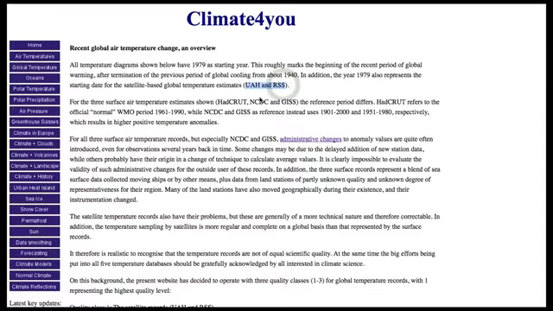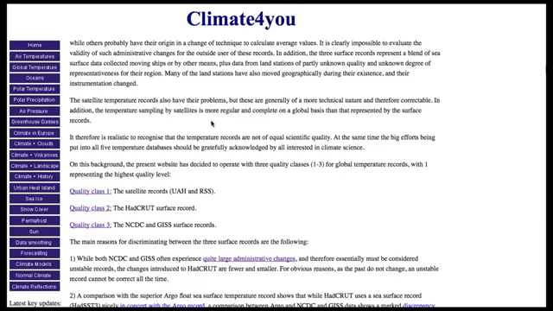UAH and RSS are satellite temperature records. HADCRIT, NCDC, and GISS are surface air temperature estimates. This is important because there are different quality levels of different temperature data sets. Quality Class 1, the satellite records, UAH and RSS, are Quality Class 1 because satellite temperatures are generally more reliable than surface air temperature estimates. They have a higher sampling rate. Usually, satellite records will sample the entire surface of the Earth twice a day, or something on that order. So they're very extensive, very reliable temperature records.